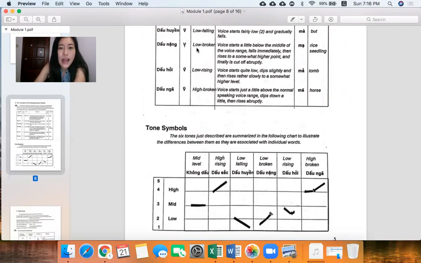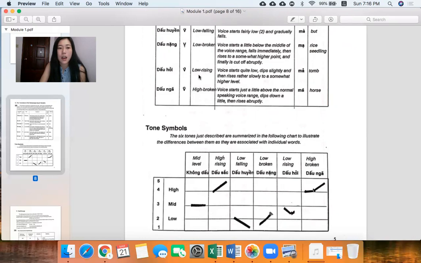Dấu nặng, low, broken. I don't really agree with the explanation of the author, so I will explain. Follow my idea. Low, broken. It's full, then it's cut off abruptly. For example, ma, ma. So it's full and it's cut off abruptly, very fast. Ma, ma.